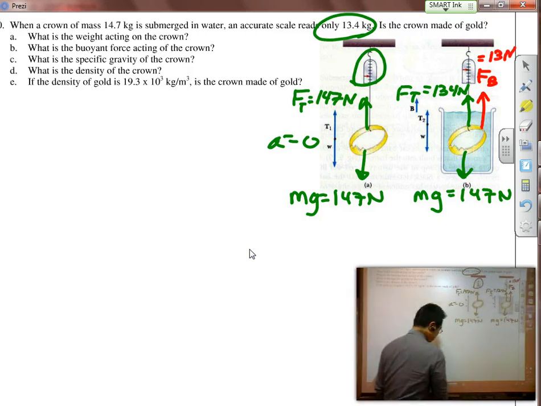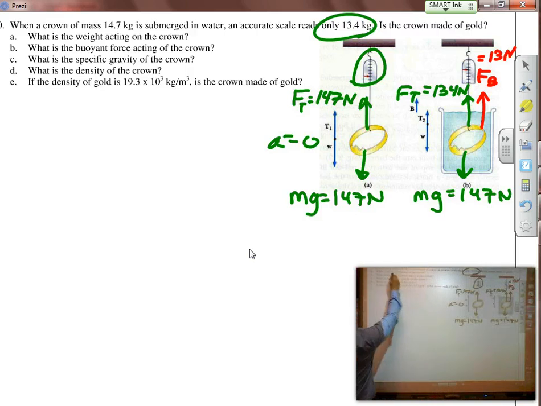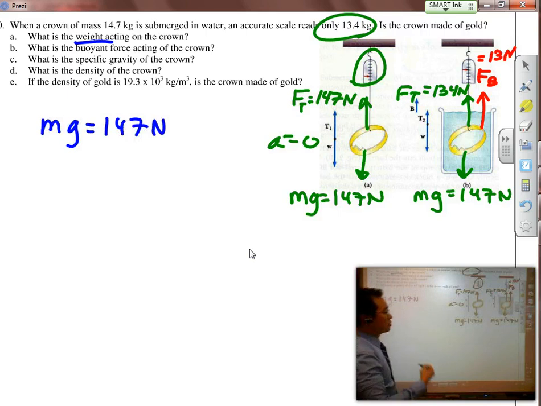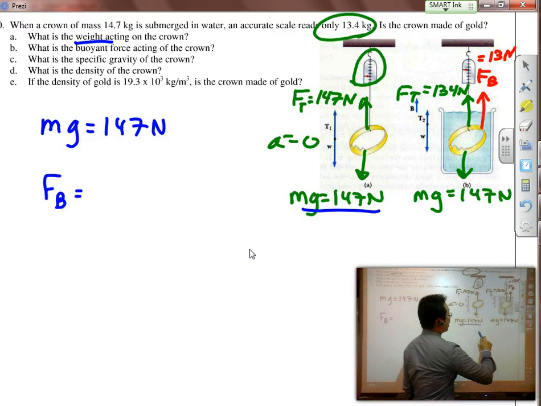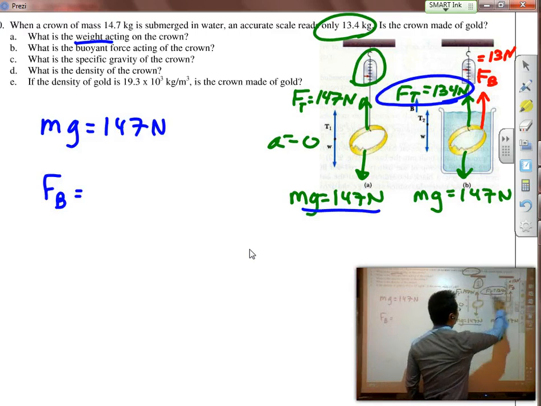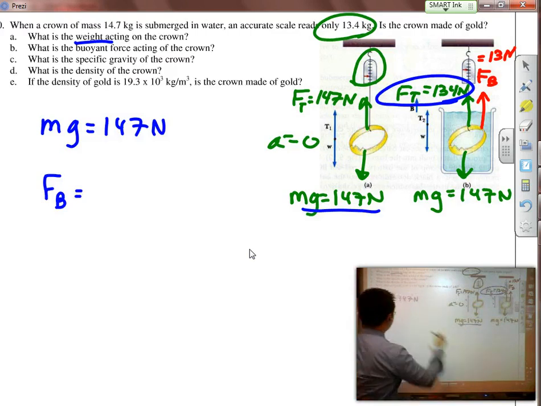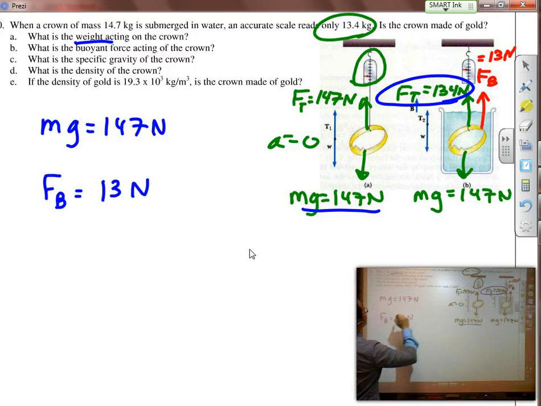Okay? So if I were to look through the questions, what is the actual weight of the crown? The actual weight of the crown would be 147 newtons, because that's what they measured in air. There's nothing else helping to support it. So the buoyant force is going to be the actual weight subtracted by the supposed reading, and we get 13 newtons.